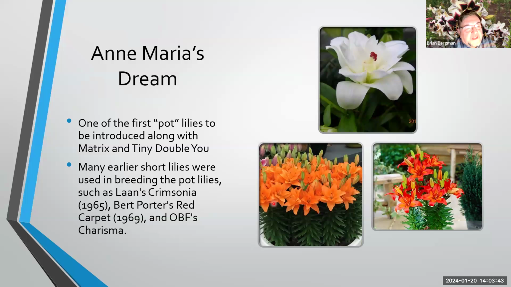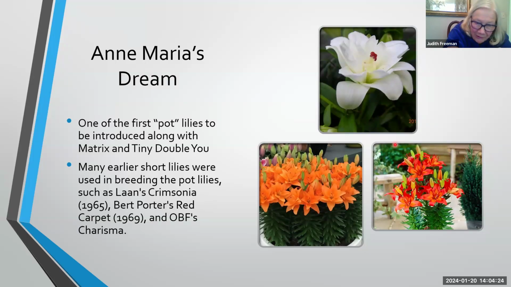Okay, so now we have pot lilies being introduced, and Anna Maria's Dream was one of the first double pot lilies, white, and it's a really tiny lily, but look how it's got a really nice flower. Another tiny double lily was Tiny W. And I'm just showing you Matrix, which was introduced around the same time. These were all true pot lilies, very short lilies. And that's why Lynn Marshall wanted me to do his embryos. He was trying to produce true miniatures that were very, very short with tiny flowers.